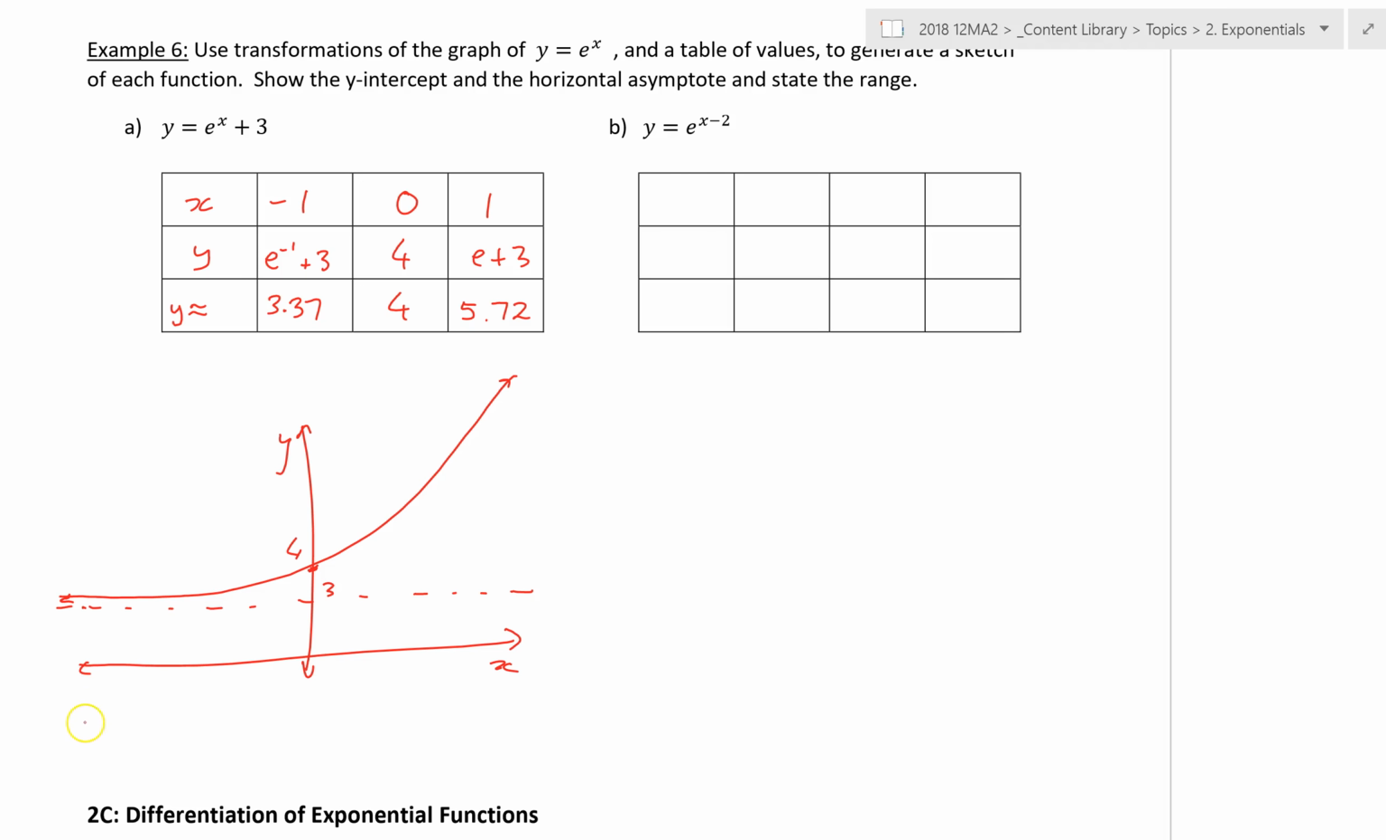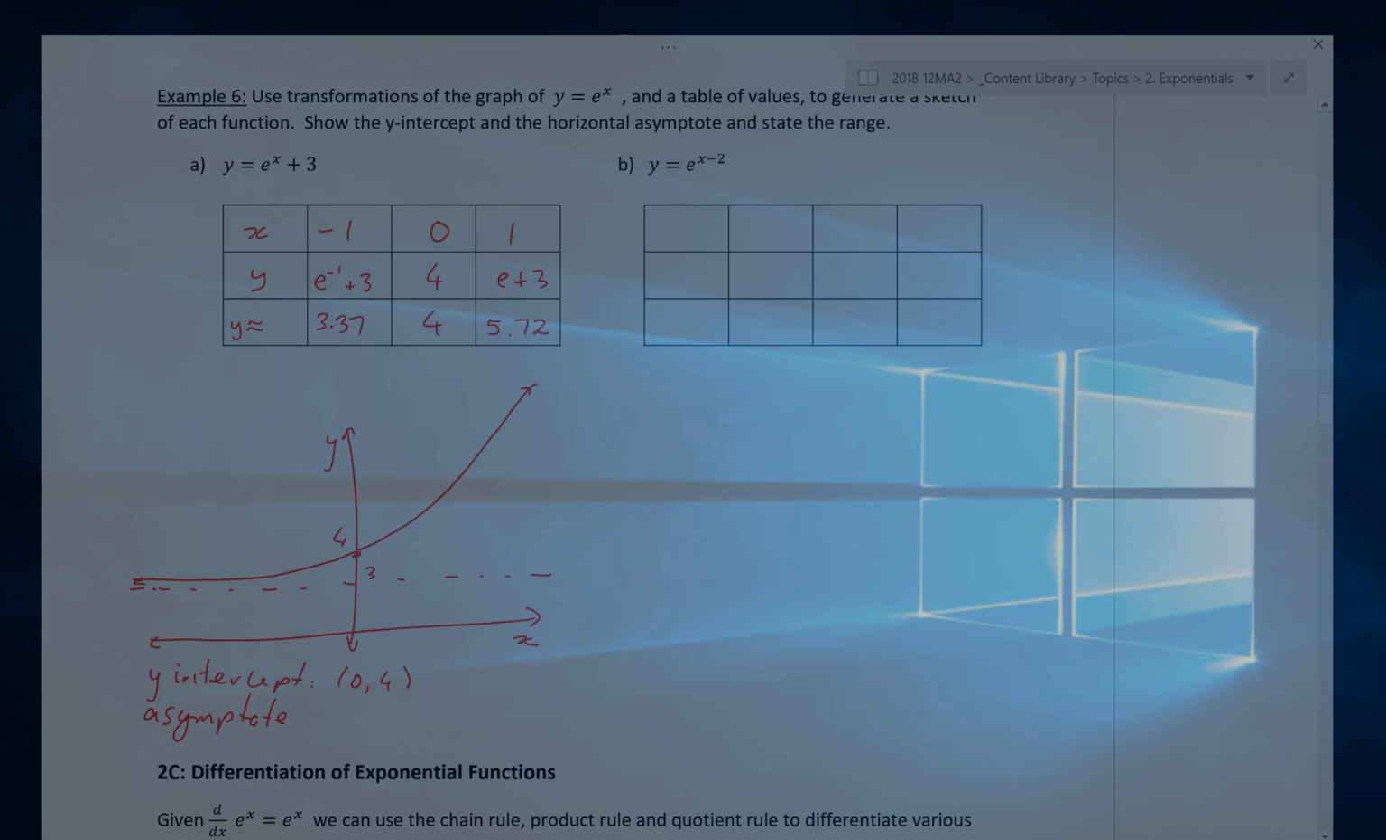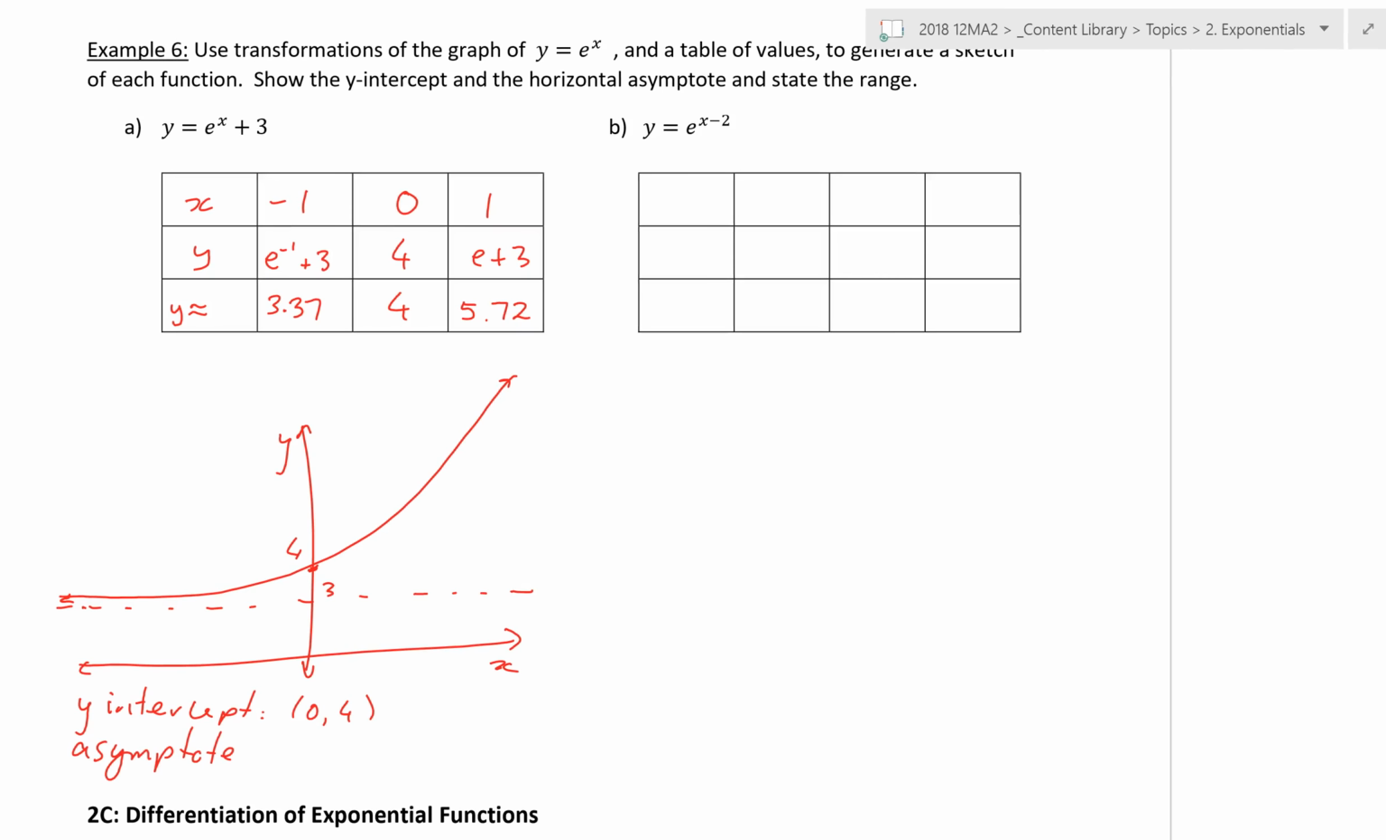Now, what does it want? Y-intercept. The y-intercept is at (0, 4). The horizontal asymptote is y equals 3, and my range is y is greater than 3. Greater than the asymptote, that's fine.